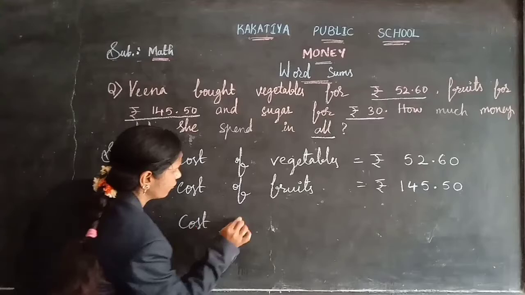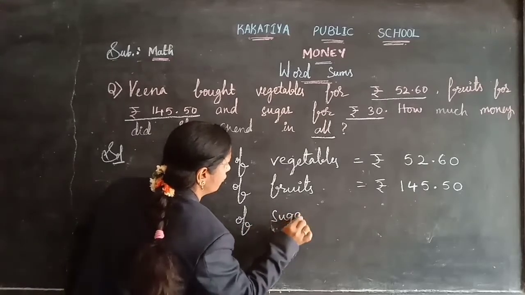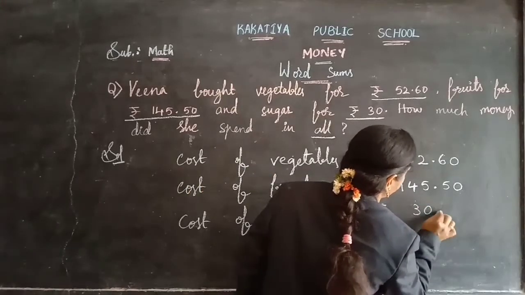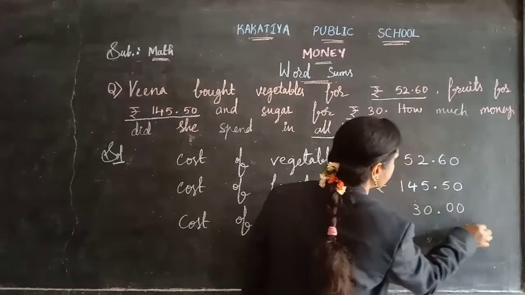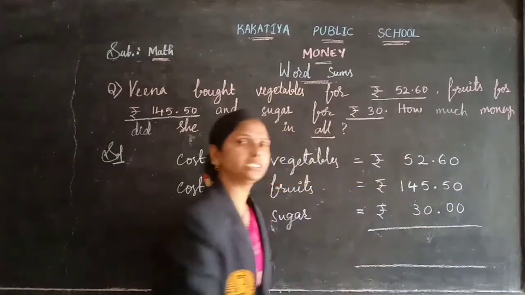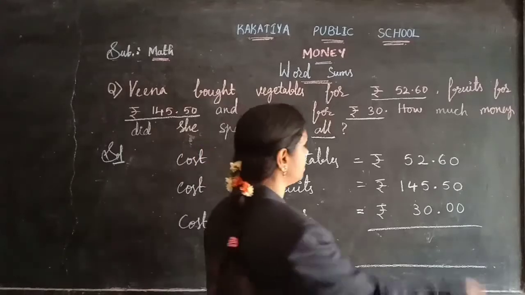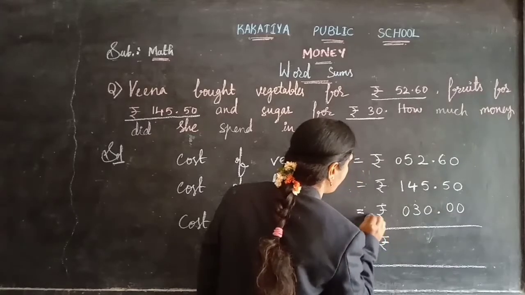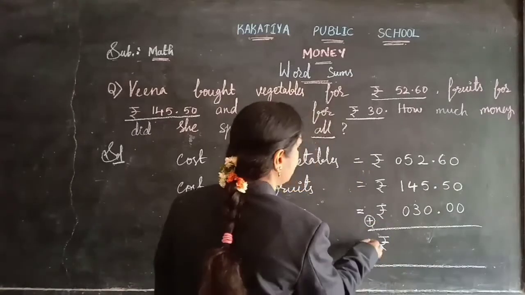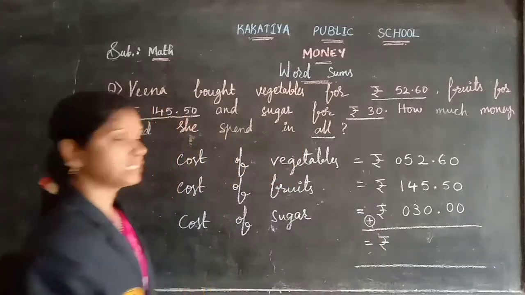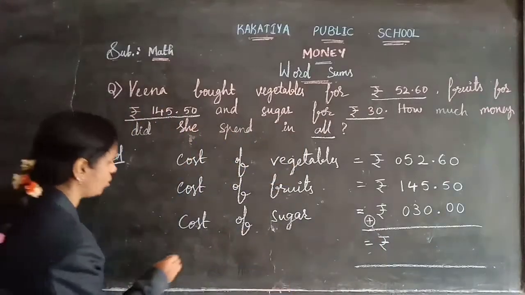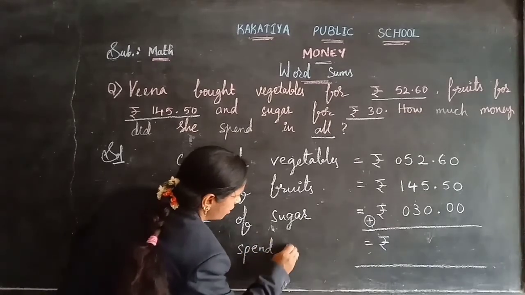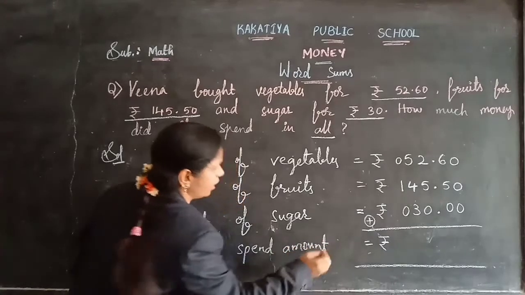Okay. Coming to the sugar here, cost of sugar. What is the cost of sugar here? 30 rupees. And here paise is not given, no? So you can take 0, 0, 0. Wherever you don't have the digits, in those places you can take 0, children. So here I am taking 0 and here I am taking 0. And what do you need to do in this problem? Addition. Let's add this. And what is the final required step? She spent in all. Therefore, the amount she spent in all.